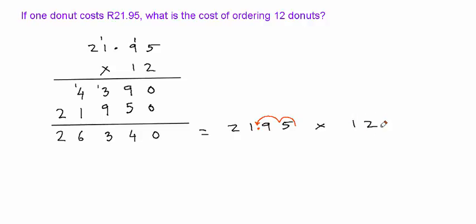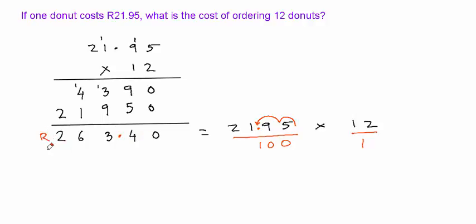No shift on the 12. It's still a 12. So this is divided with 100. And this is over 1. 100 times 1 is 100. So you have 26,340, but the decimal point is right in the end. It needs to be shifted 2 places over to the left. The answer is 263.40 or 263.4 Rand.